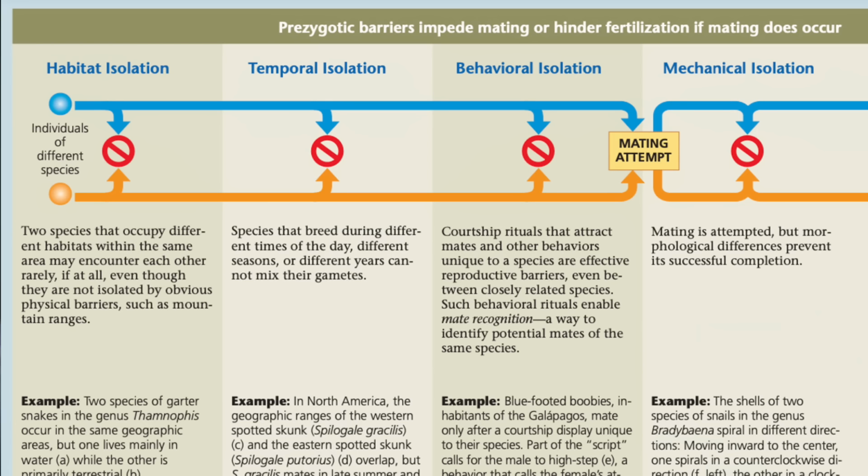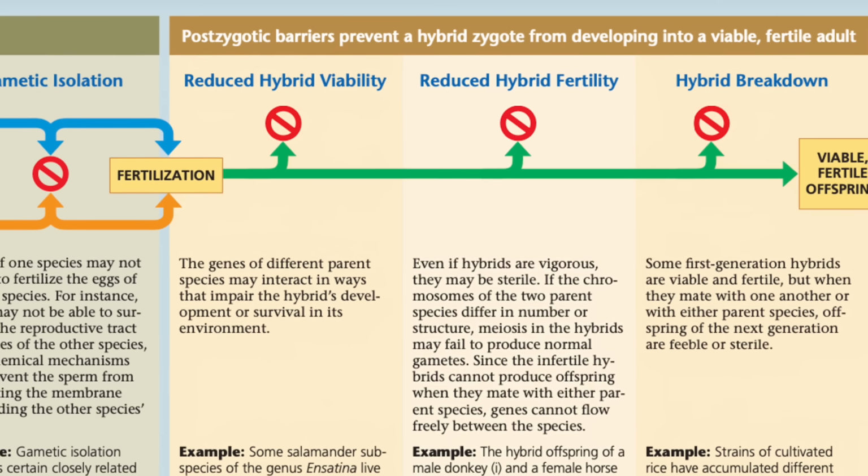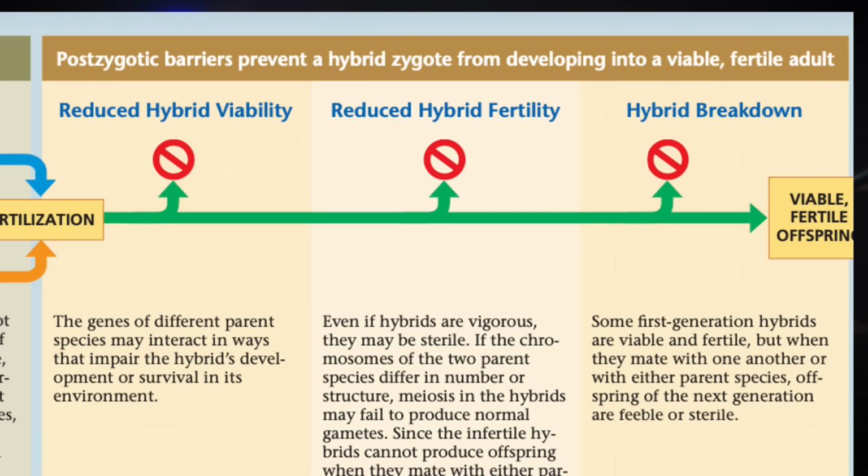Here we see prezygotic barriers, which are factors that inhibit species from forming that very first cell that we call the zygote. Habitat, temporal, and behavioral isolations all exist to limit interactions between individuals of different species, while mechanical and gametic isolation can limit copulation or even fertilization. But if the two species are sufficiently similar that they could mate and produce a zygote, we still have reduced hybrid viability and reduced hybrid fertility to keep these species apart.